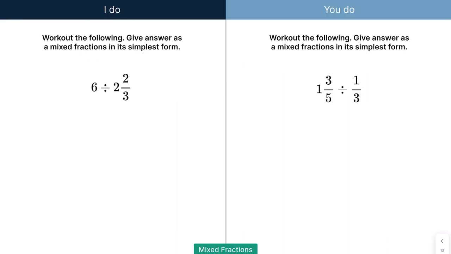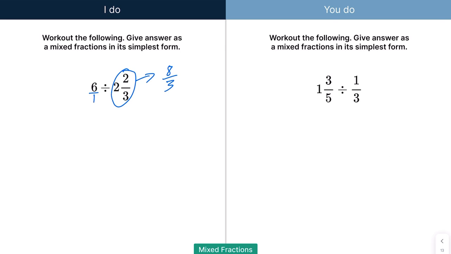And then finally, we're going to look at mixed fractions. With mixed fractions, you want to write them as improper fractions first. So here we can have this as 6 over 1. Just remember that, anytime you see a whole number, you can write it as a fraction. For the mixed fraction, we do 3 times 2, which is 6, and add the 2 at the top, which gives me 8 over 3.